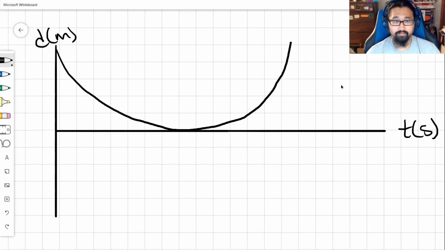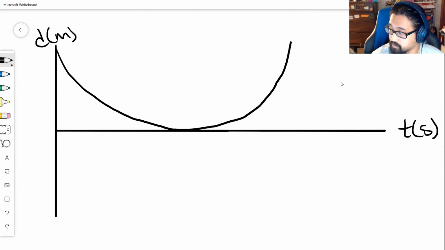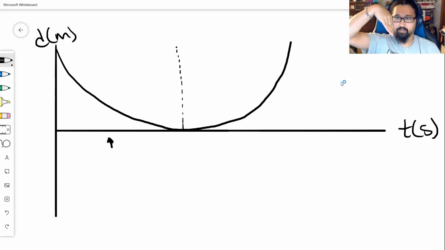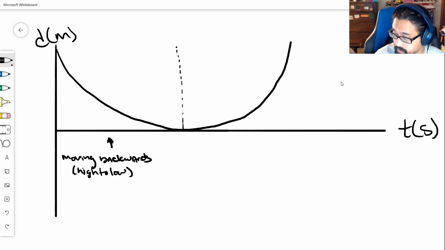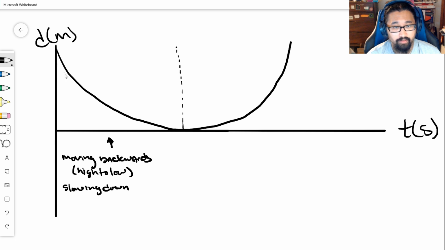Similarly, down here, I can do something similar. Again, I can kind of split this down the middle-ish, and I can look at this section. This has a big negative slope, and it evens out to 0. This is moving backwards again because it's going high to low, and it's slowing down because, look at the slope. This slope in the first half is getting closer to 0.